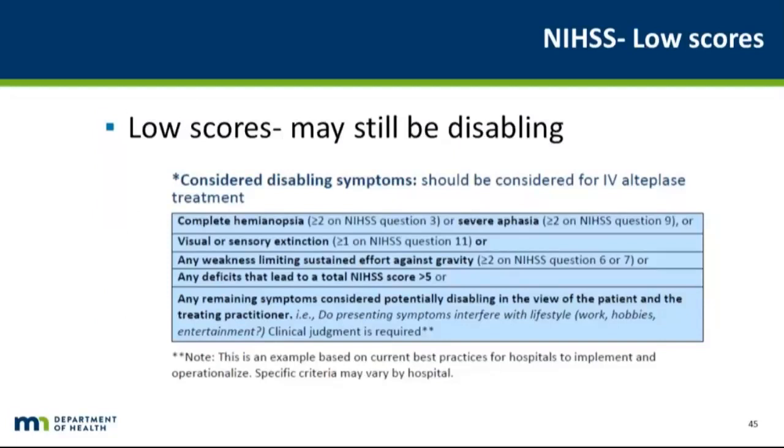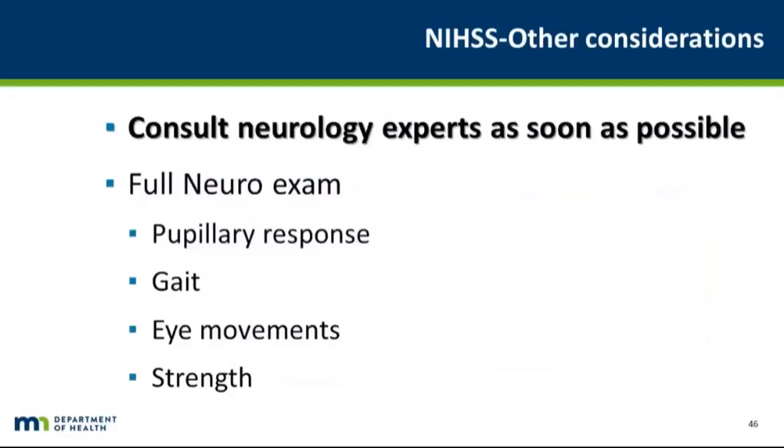This table here is from the Inclusion-Exclusion Criteria resource that is available on our website. Other things to consider. Again, consult the neurology experts as soon as possible. They have the clinical training and background to diagnose acute neurological disorders. A full neurological exam should be considered, which would include other things such as pupillary response, gait, eye movements, strength, all of which are not included in the NIH Stroke Scale.